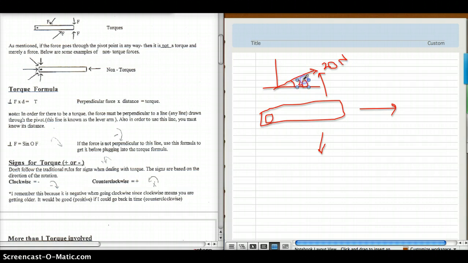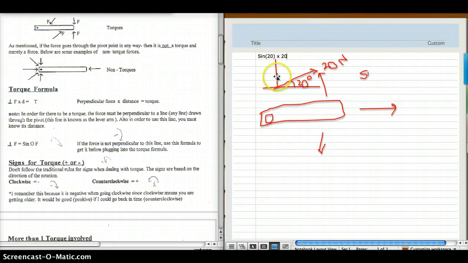This is going to be fairly basic. We'll just plug in the sine of 20 degrees, and you'll multiply that by your force, which is your 20 newtons, and that will give you your answer for your y component.